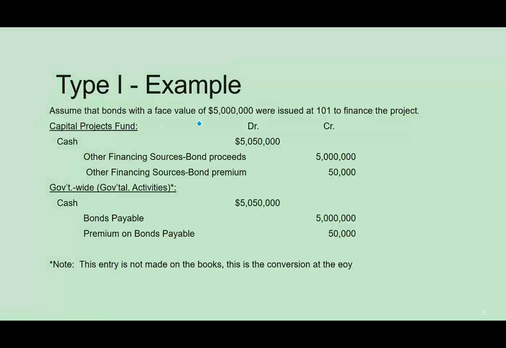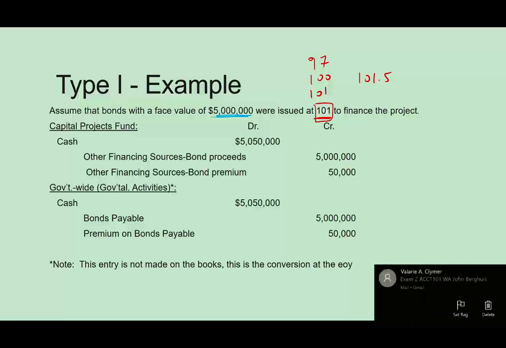So assume a bond with a face value of $500,000. So the government wants to sell bonds for $500,000, issued at 101. Well, again, we have to explain this. Bonds are quoted as 97, 100, 101, 101.5. This is how prices are quoted. 101 means what? It's 101%. So it says 101, this is 101%. This is the price of the bond.